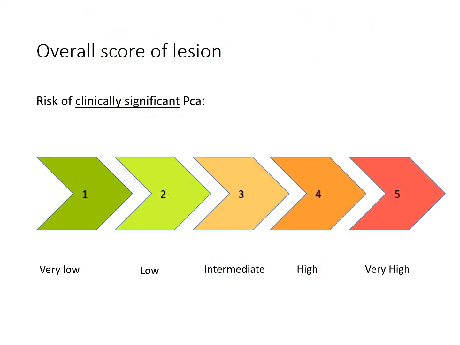So once you've done all that, you get a final score for each particular lesion, from 1 to 5. Five is a very high probability, down through high, intermediate, low, or very low probability of clinically significant prostate cancer. Again, the point here is we're not trying to pick up every single tiny focus of prostate cancer, even the low-grade stuff. We want to miss out the low-grade stuff and pick up the clinically significant prostate cancer. This is the final score that you'll get.